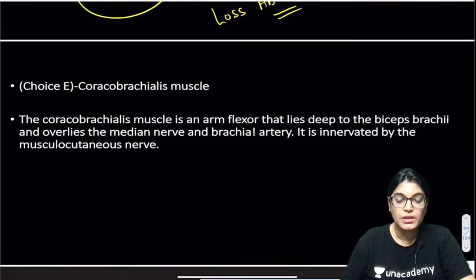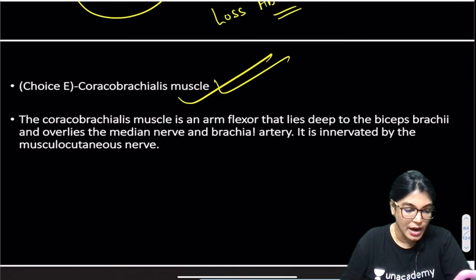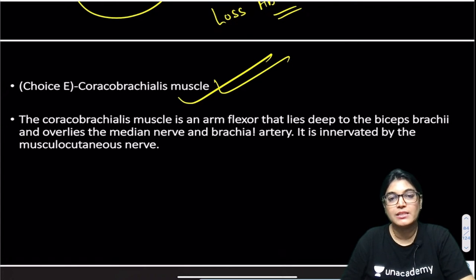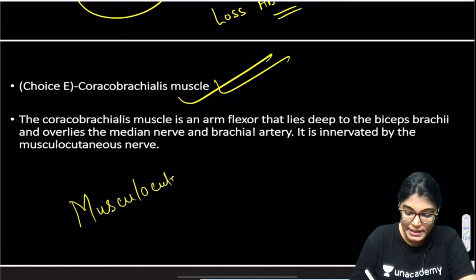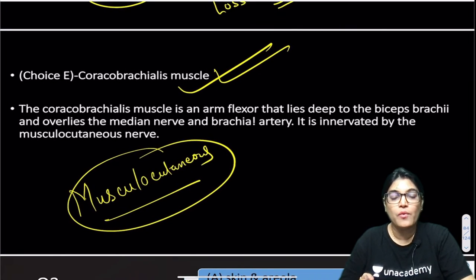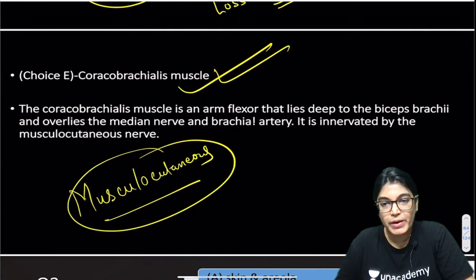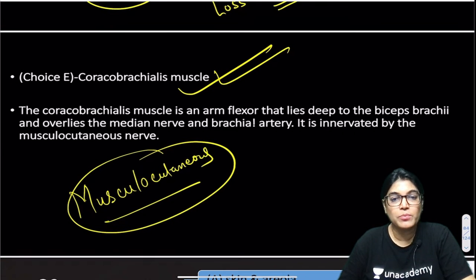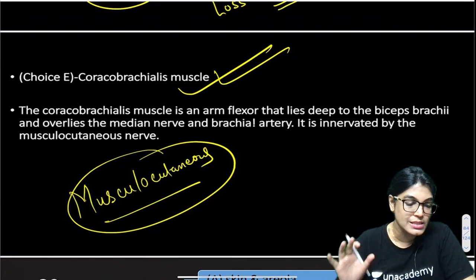Moving to the next option, one of the options was the coracobrachialis muscle. This coracobrachialis muscle is a muscle of the anterior aspect of the arm. And what is the nerve supply of the coracobrachialis muscle? It is the musculocutaneous nerve. All the muscles of the anterior aspect of the arm are involved. The muscles which will be paralyzed or affected will be biceps brachii, coracobrachialis, and brachialis, part of brachialis also. So this can't be the correct answer because flexion or adduction movement of the arm was not involved. The muscle action lost was extension. So this is the reason it can't be the answer.